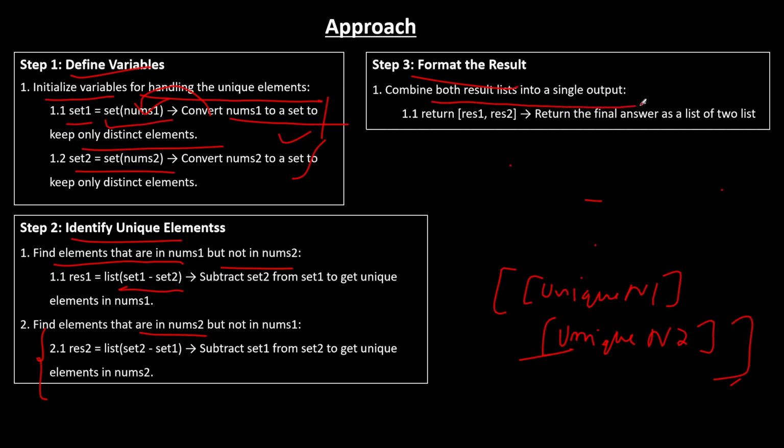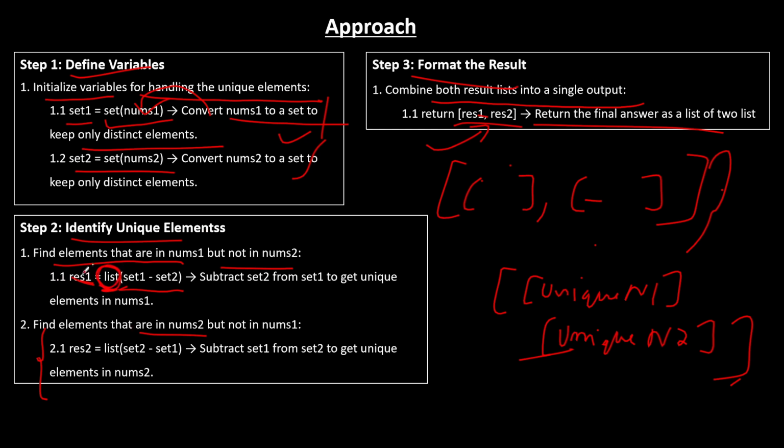So what we do is combine both results into a single output this way. Since result one was a set, and set 2 was also a set, I put them into a list type of format and returned it. That's all. A list of two lists. We converted result one into a list also here, if you can see.